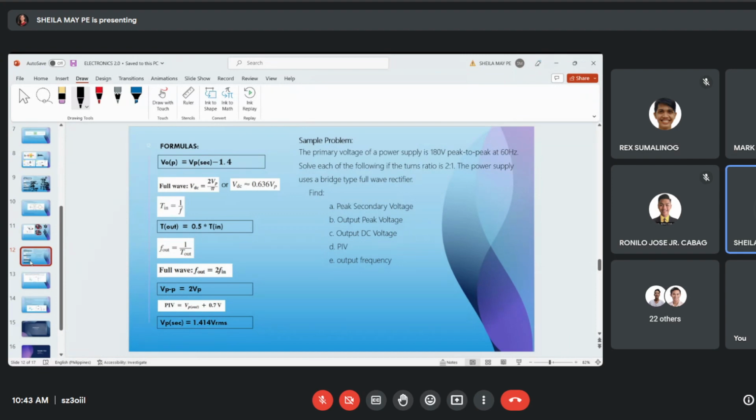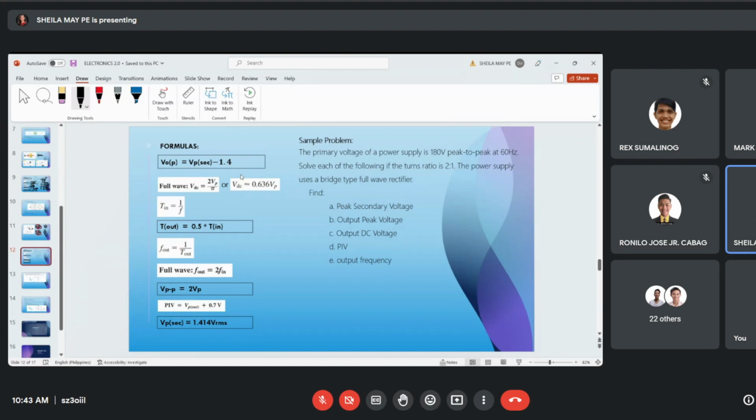Because in our center tap, it uses two diodes, right? But at different half cycles, one diode is conducting. So that's why it's 0.707, if I remember it right. Now, in bridge type, it has four diodes, and at different half cycles, two diodes are conducting. So that's why that's 0.707 times 2, that's 1.414. And it's the same here with our 0.7 before, and it's 1.4.